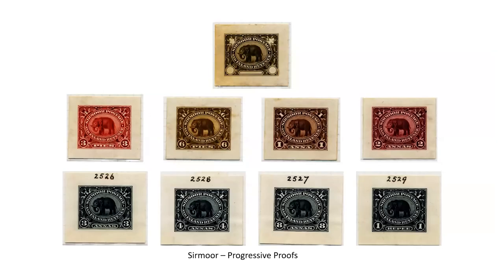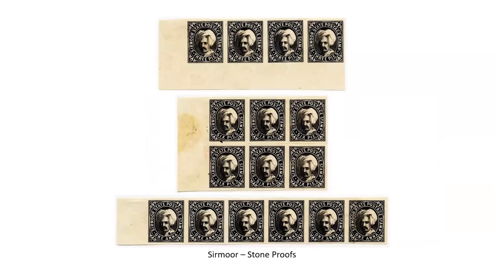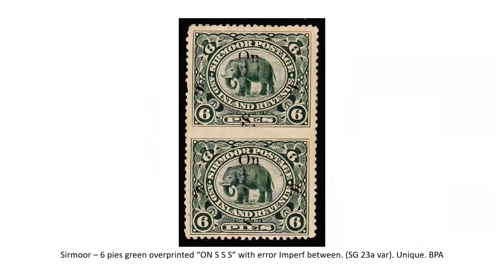Now we come to Sirmore. These are the progressive die proofs that were produced by Waterloo. So Waterloo produced these stamps for Sirmore State. Beautiful elephant stamps. And here's the proofs from the stone. These were all printed from lithographic stones. And here's the unique example of the elephant stamp, the six pies.